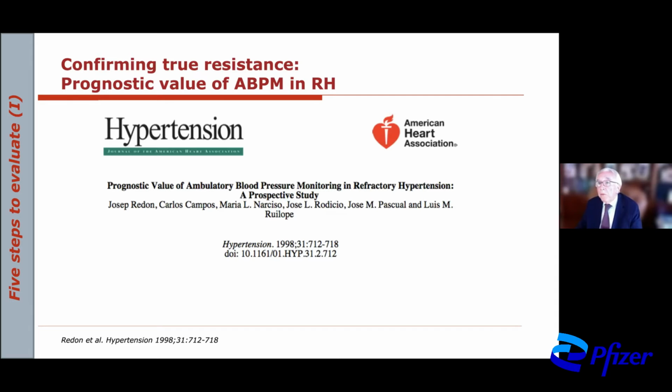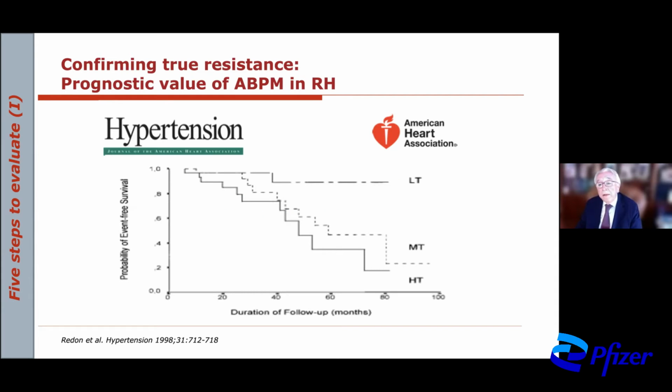To begin with the first, confirm true resistance, there are 2 main things to do. One is to use out-of-office blood pressure, and then ambulatory blood pressure monitoring. For sure, it's the tool that we need to use. This is the first study that demonstrated the prognostic value of ambulatory blood pressure in refractory hypertension, which our group published many years ago. In this, we identified how the tertiles of ambulatory blood pressure values are of prognostic value. Those subjects with the lowest tertile have the lowest risk of cardiovascular events.